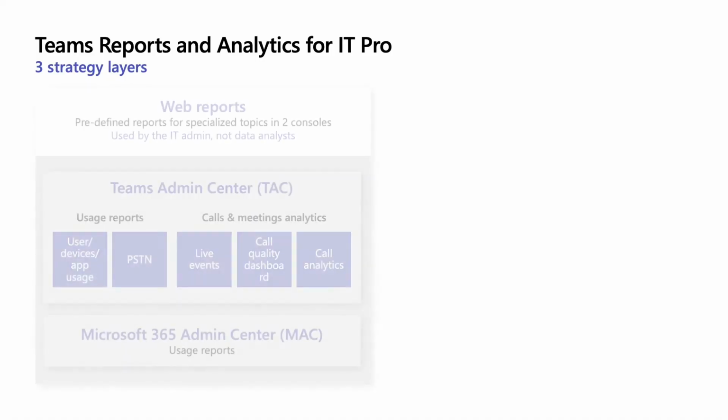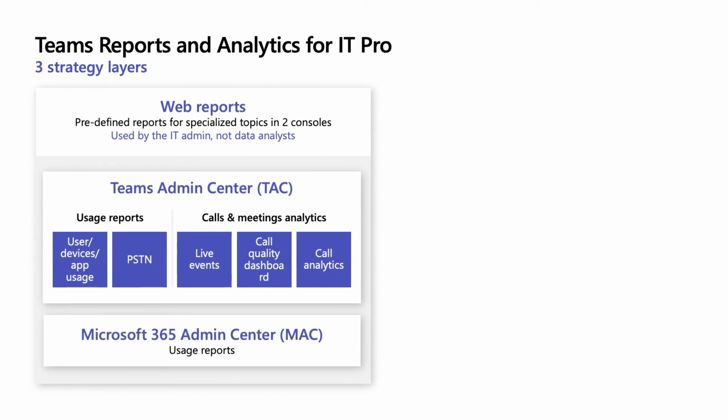Teams reporting is introduced via 3 strategy layers to make sure we provide you with the widest possibilities to reach your reporting and analytic requirements. We understand the evolving needs of each organization and try to simplify and generate the required data that you most need. In the first layer, we are constantly adding and adapting predefined web reports that are generated in the Teams Admin Center and in the Microsoft 365 Admin Center.